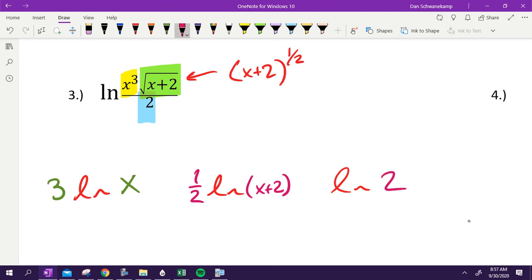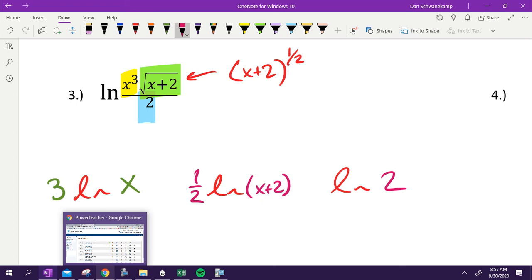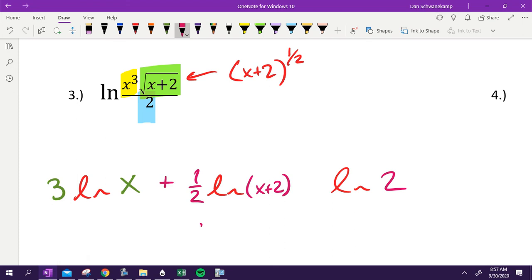Let's look at this one. In between these two, in between the x cubed and the 1/2. Thumbs up if it's plus, thumbs down if it's minus. It's plus. It's being multiplied. It's on top. In between the second two, thumbs up, thumbs down. Thumbs down. It's minus. Questions with that?